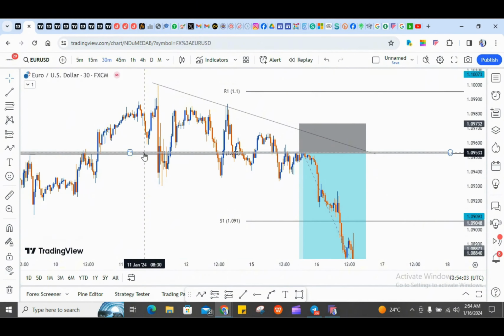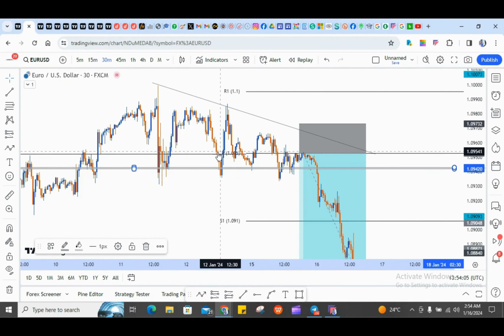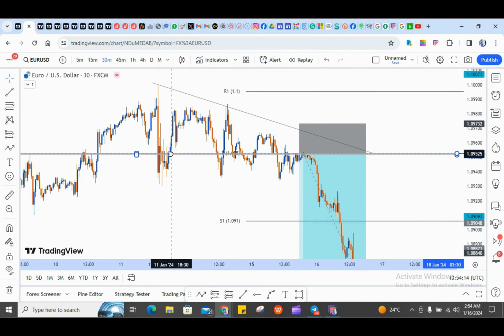Let me remove this thing so you can see the P showing. Now, these are pivot points. As you can see, if you check it beside this blue bullish candle, you see the P there. That's the pivot point.